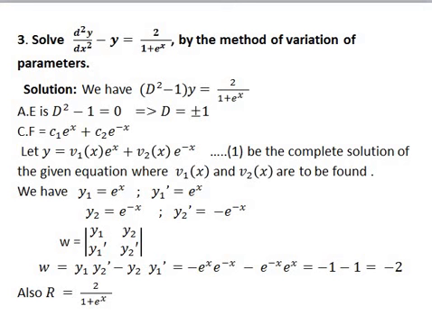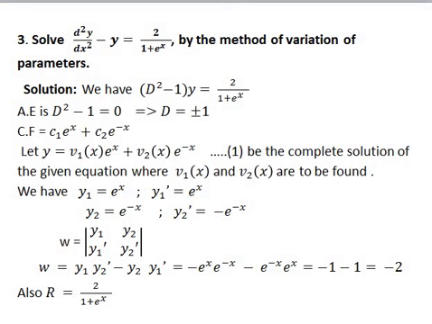Let y = v1(x) y1, that is eˣ, plus v2(x) e⁻ˣ, equation 1, be the complete solution of the given equation where v1(x) and v2(x) are to be found. We have y1 = eˣ. The derivative y1' = eˣ. y2 = e⁻ˣ. Their derivative y2' is the derivative of e⁻ˣ, which is −e⁻ˣ.